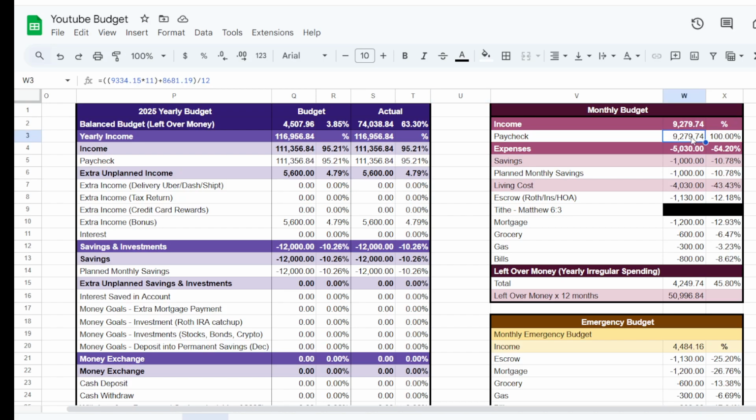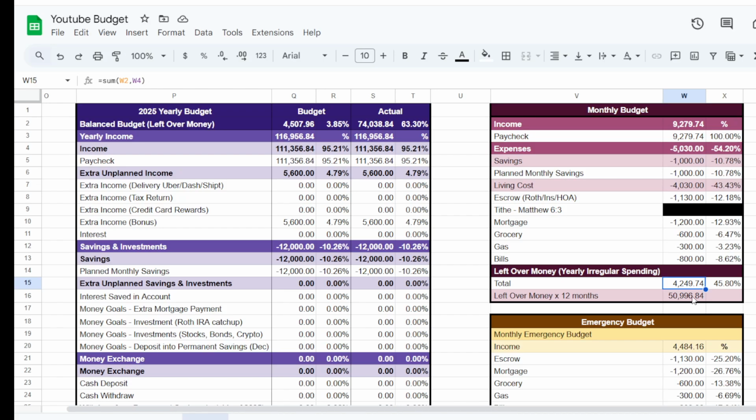So I made a mistake on the paycheck part. The 8,000 number is my current income. I forgot to mention my anticipated raise should take me up to about $9,334.15. Since that should be starting in February, I'm trying to do 11 months plus the old income of $8,681, and then I divide that all by 12. So the average should be about $9,279.74.